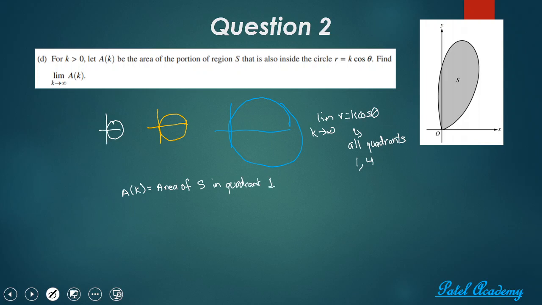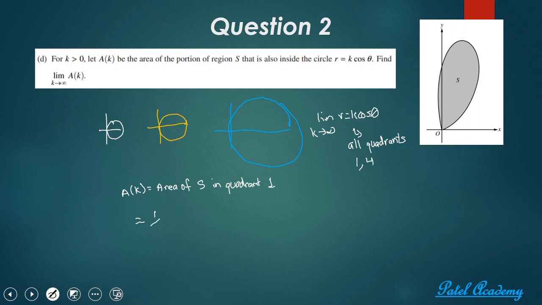Why? Well, because again, inside the circle, it's only going to be the area or the region S that lies within either the first or the fourth quadrant. But as you can see in the diagram, none of S is within the fourth quadrant, so it has to be within the first. And so now we again use this area formula.